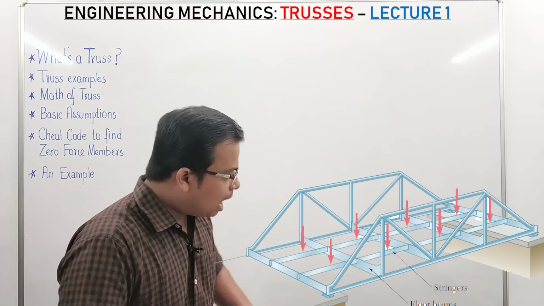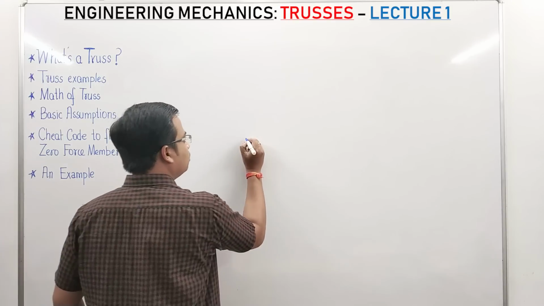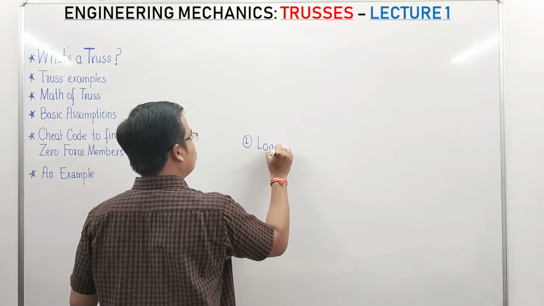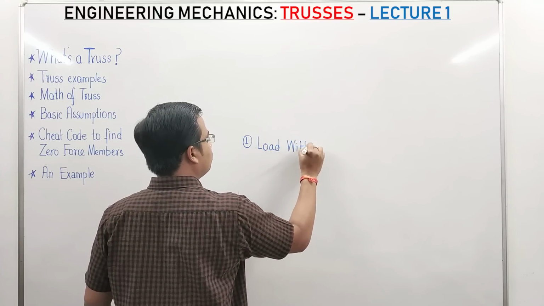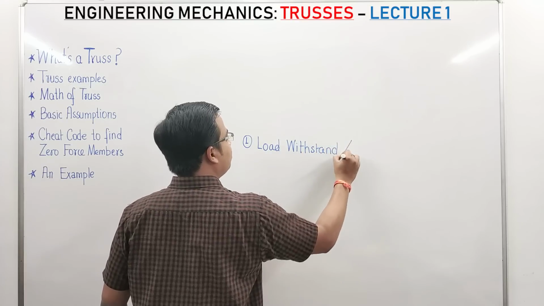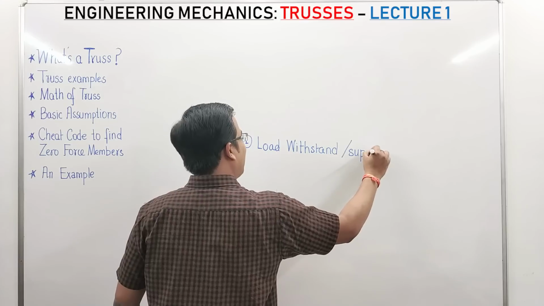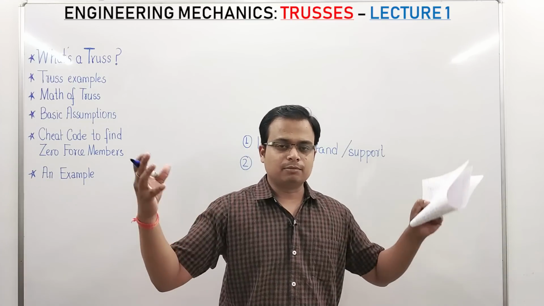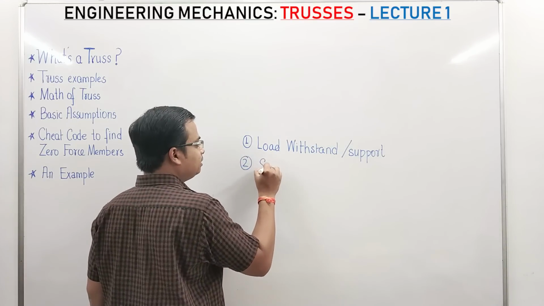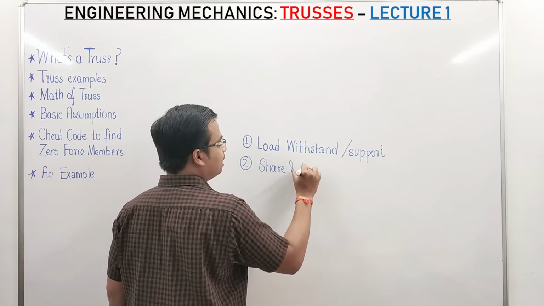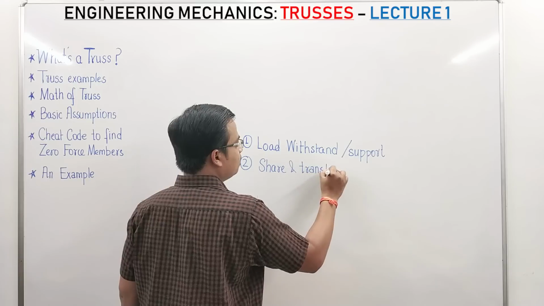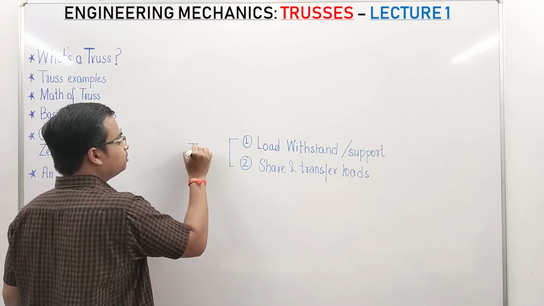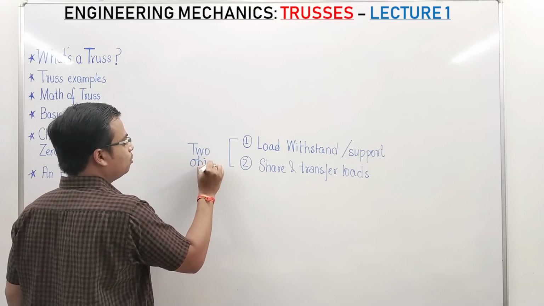Those two purposes are, number one, to withstand the loads. Withstand, or you can also say in a certain way you have to support the loads. And the second purpose that this huge system of different members does is that they share and transfer the loads. So these are basically the two purposes, or the two objectives, of a truss. Let me write the two objectives of a truss.